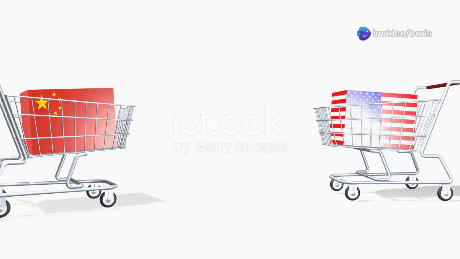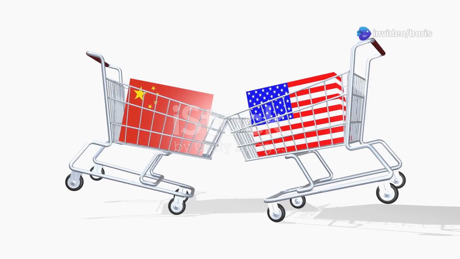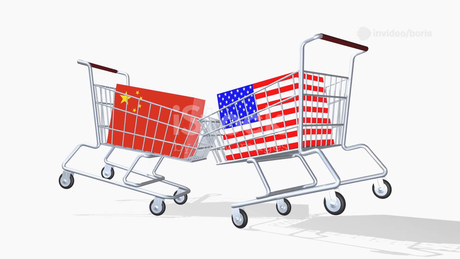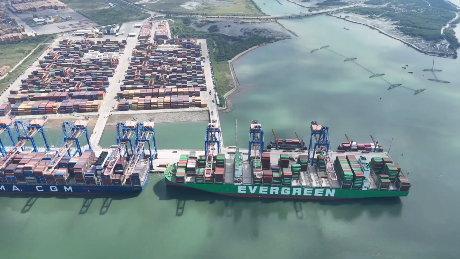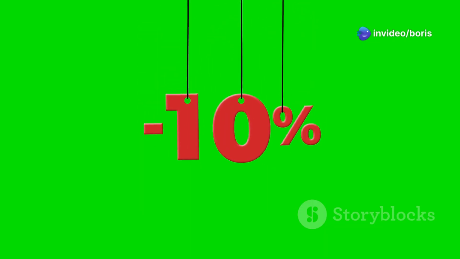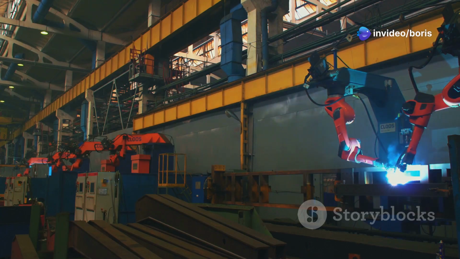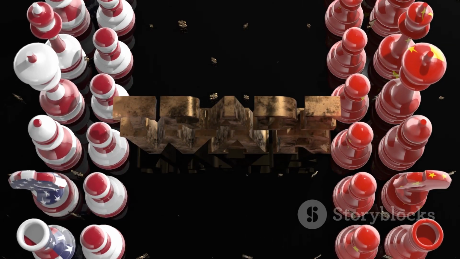These tariffs, taxes on imported goods, were designed to make Chinese products more expensive in the US and encourage domestic manufacturing. The US government initially targeted $50 billion worth of Chinese goods, with tariffs ranging from 10% to 25%. Key sectors like electronics, steel, and machinery were affected, pushing up prices for American consumers and businesses.